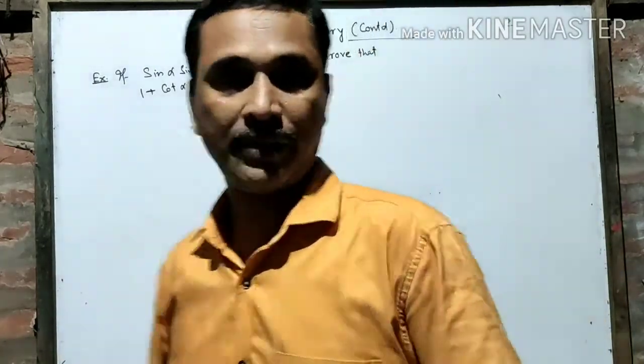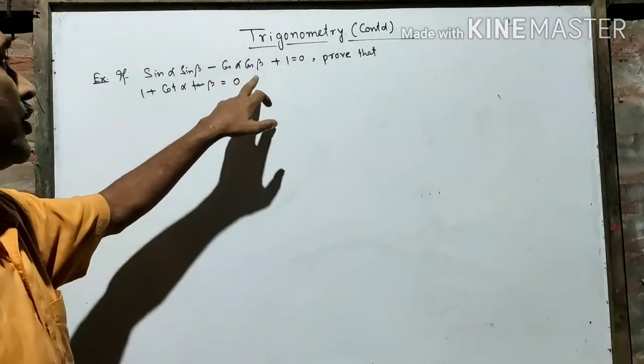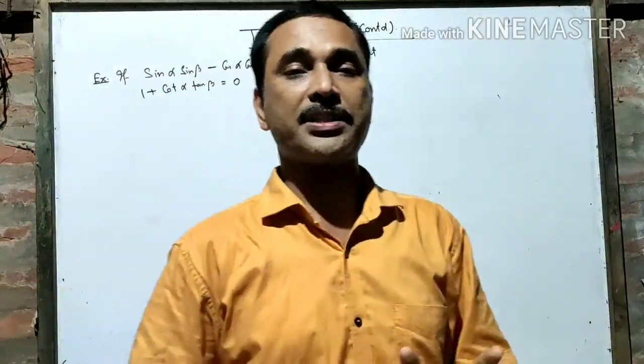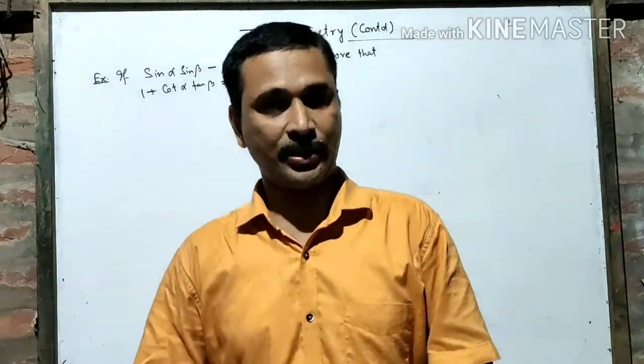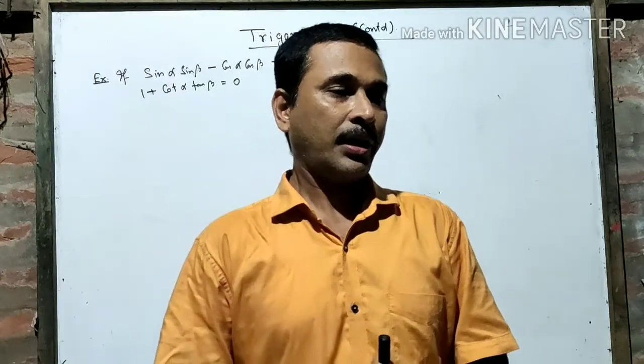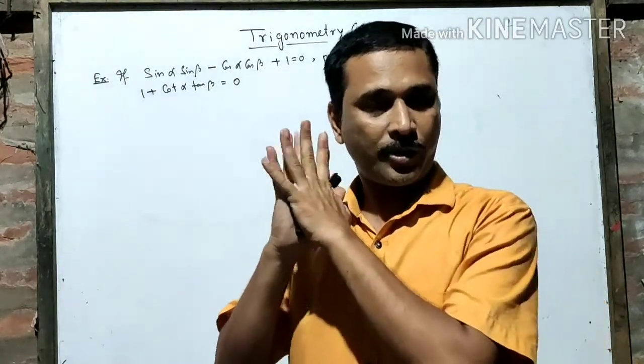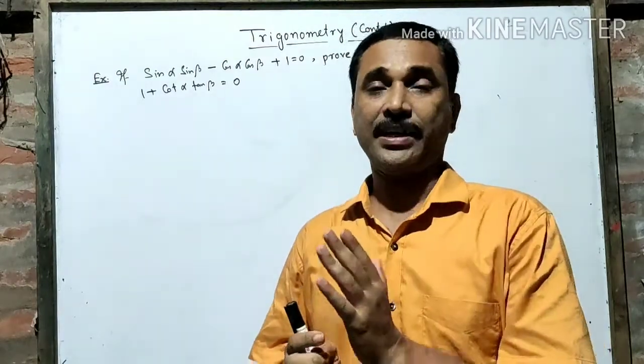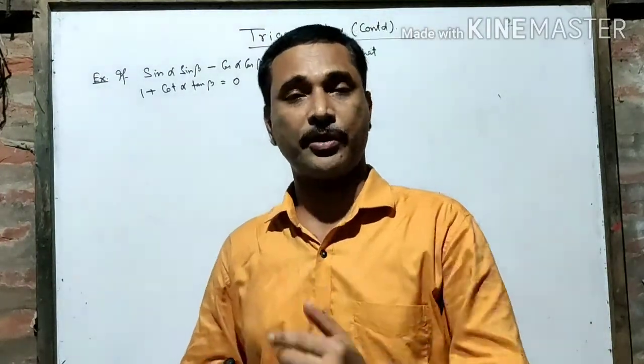So our first problem is: if sin alpha sin beta minus cos alpha cos beta plus 1 equal to 0, prove that 1 plus cot alpha into tan beta is equal to 0. Here it is very important. First of all, you have to remember your formula. Second, you have to study the structure of the question.